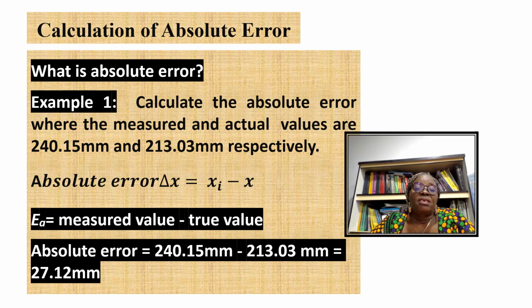So let us look at this example 1. Calculate the absolute error where the measured and actual values are 240.15 mm and 213.03 mm respectively. In this question, you are given 240.15 mm as the measurement of the researcher, which is the measured value. And then 213.03 is the standard value. You subtract both, and the absolute error was gotten as 27.12 millimeter.